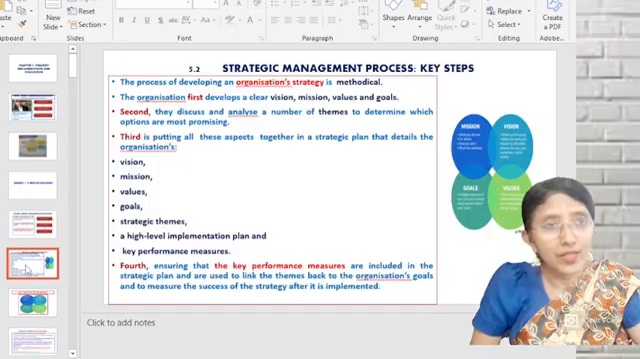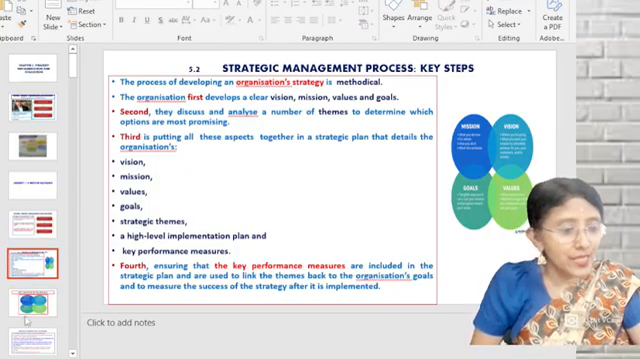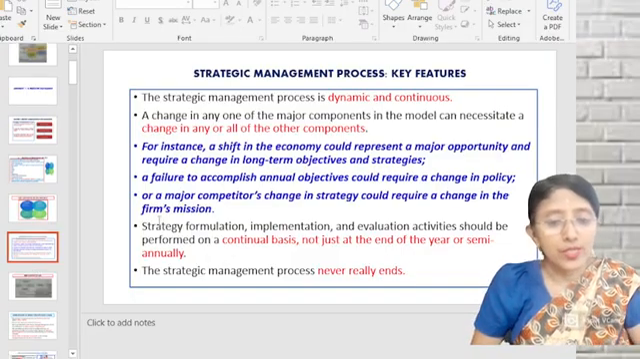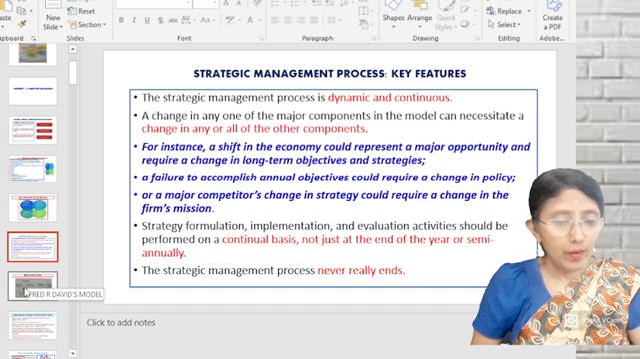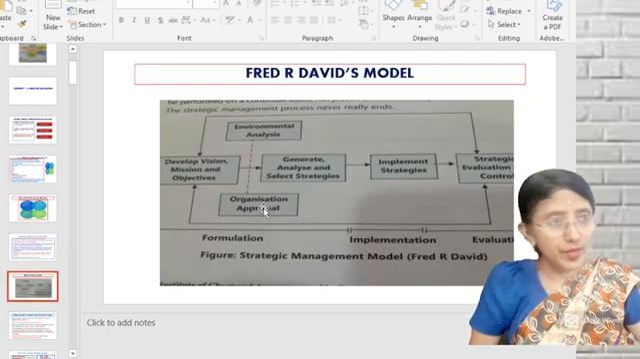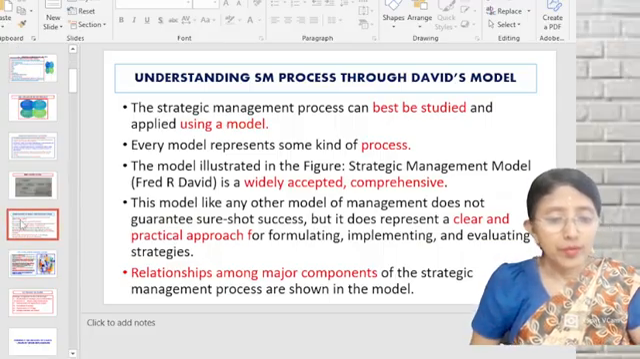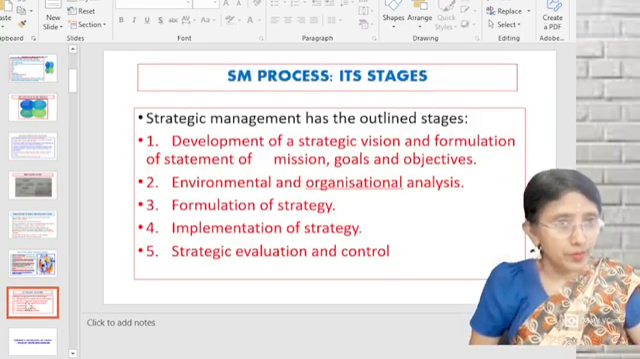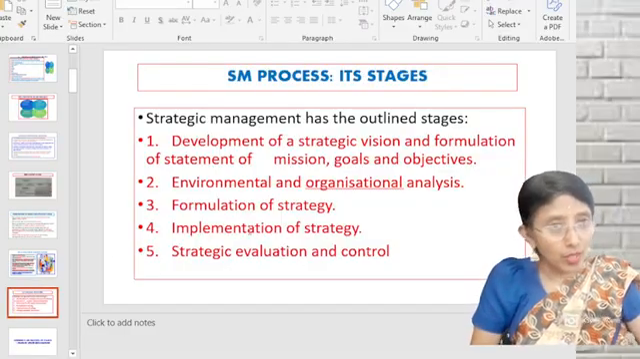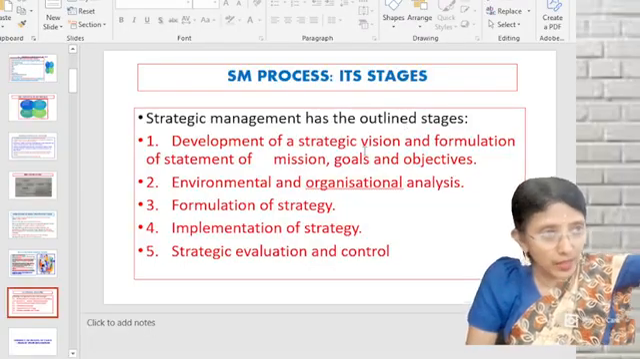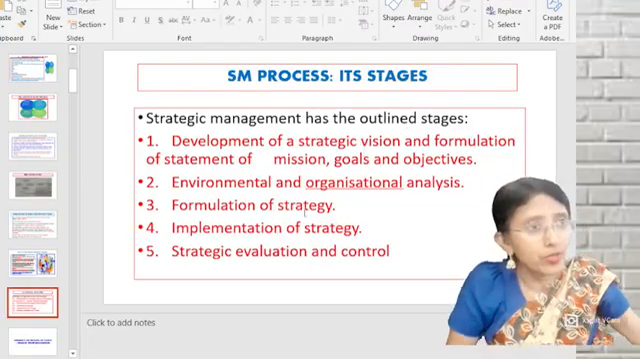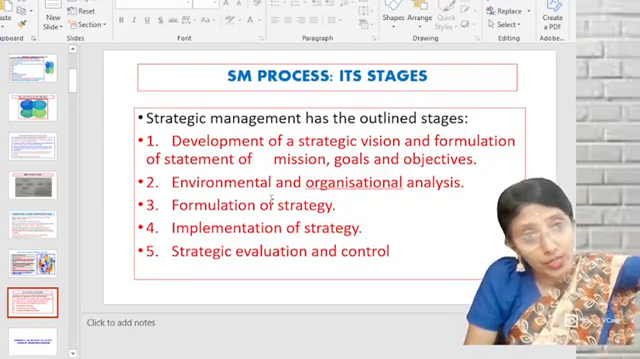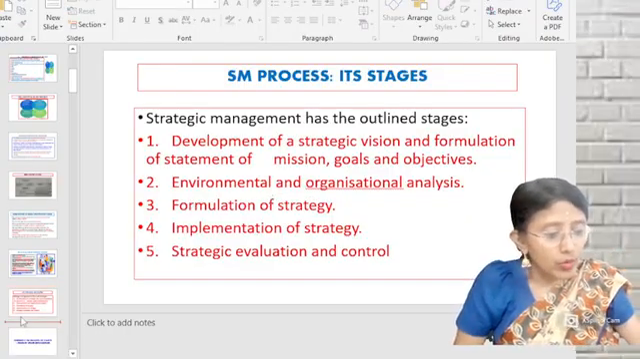Now, how is it given here? Please note this point as key steps. You remember this chart is also there. Okay, key features. Fred David's model, look at it. Then, SM theory versus practical, lockstep is the difference. Stages of SM. Now, each one of this is done in a brief way and elaborate way in the same chapter. The brief thing is for your MCQs. Elaborate one is for your descriptive. Okay, now look at this.